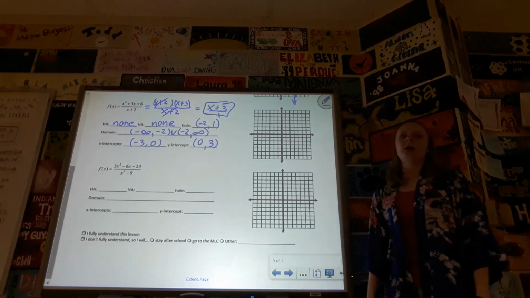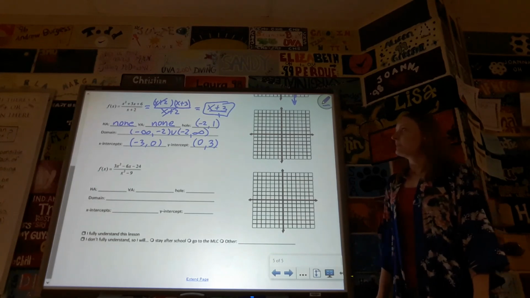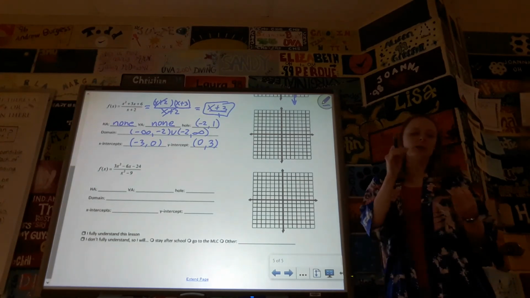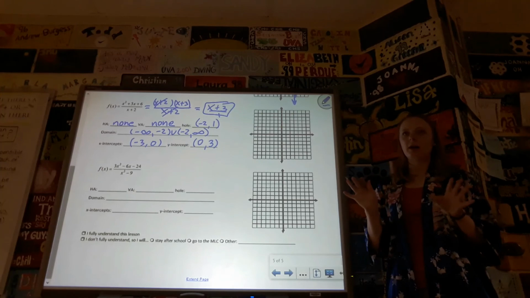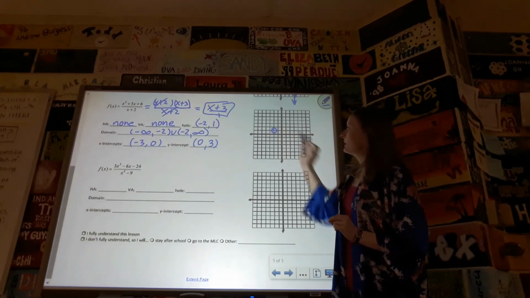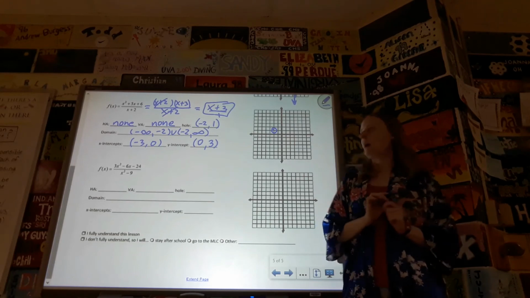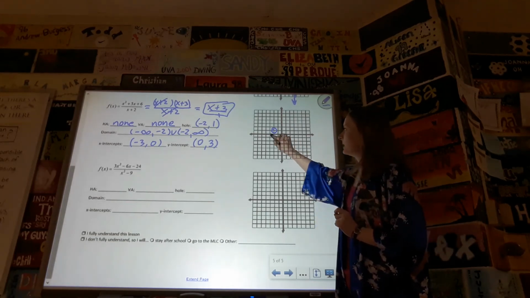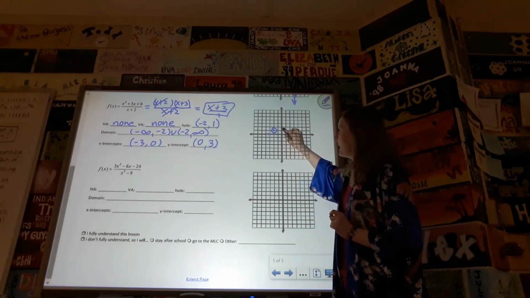Next up is actually graphing it. Okay, so we're going to take everything that we know. I do not have a horizontal asymptote. I do not have a vertical asymptote, so I have no dotted lines. But I do have a hole at negative 2, 1. So I'm going to draw an empty circle right there. I also know that I have an x-intercept at negative 3 and a y-intercept at 3.